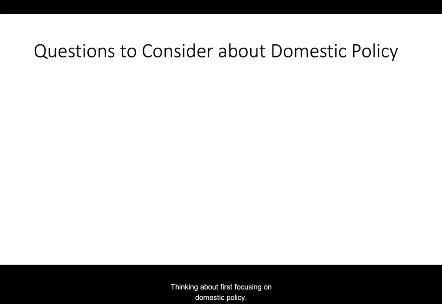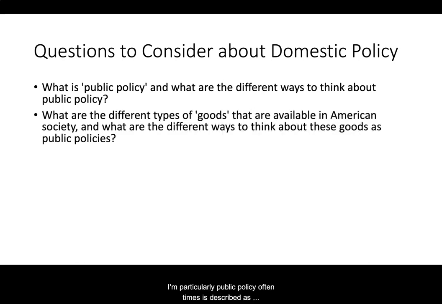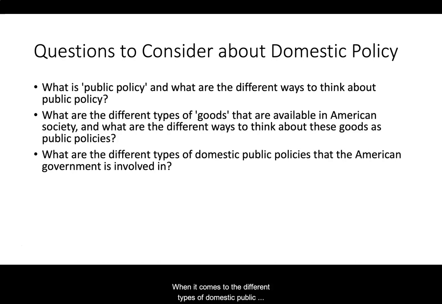And so thinking about first focusing on domestic policy, some of the core questions to think about are, what is public policy? How is it defined by the authors of the textbook? And then what are different ways to think about public policy? In particular, public policy oftentimes is described as producing goods or services. And what are these different types of goods, both public and private? And what are the different ways to think about these goods in terms of public policies? When it comes to the different types of domestic public policies, how is the American government involved in each of these areas? How is it involved in social policy, in economic policy? Different areas to think about.